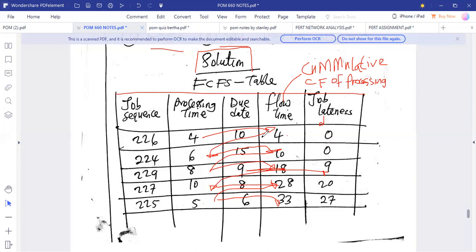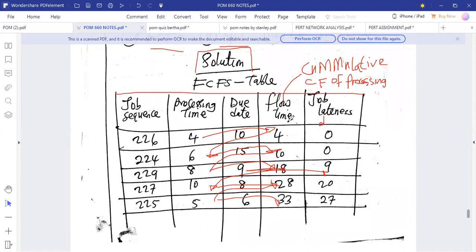Then the other one, we are not late because the due date is 15, our flow time is 10. For 229, our flow time is 18. We have taken too much time to finish working on 229. Our due date was 9, so we are late by 9. The other one, 227, we have the 28th completion time, and the due date is 8. We are late by 20. For 225, we have 33, and then the due date, so we are late by 27.